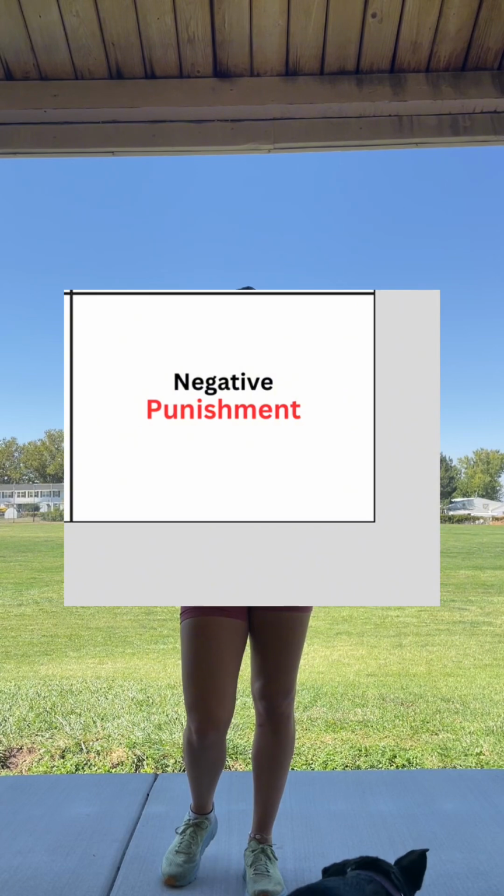And then finally, we have negative punishment, which means we're removing something and your dog does not like that. So good examples of that could be your dog really wants your attention and is jumping on you, and then you remove yourself from that situation so that your dog can't get to you. You removing yourself is punishing to the dog, so that would be negative punishment.